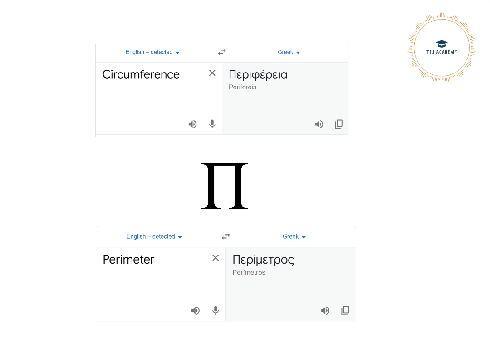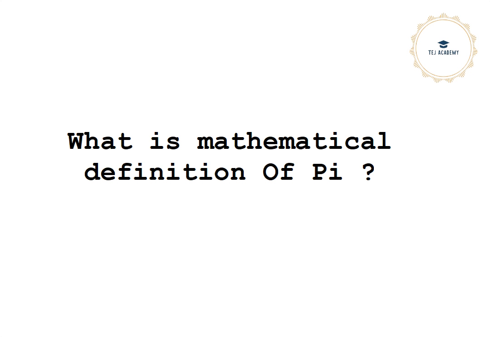When you translate the two words circumference and perimeter using Google Translate, you will see that circumference is called periphery in the Greek language and perimeter as perimetros. The first letter of both the words is pi. Hence, this might be the reason ancient scientists used pi to represent the ratio of circumference to diameter. Though this is not an exact rule, we can conclude based on our observation.